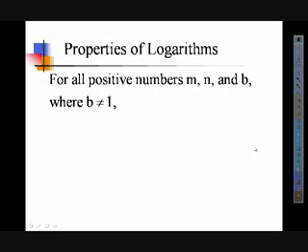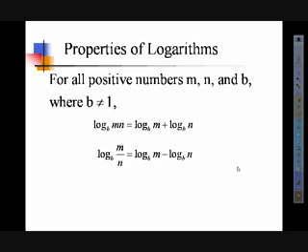For all positive numbers m, n, and b, where b does not equal 1, the log base b of m times n is the same thing as the log base b of m plus the log base b of n. So here you're seeing the multiplication become addition. And then the other property is the log base b of m divided by n is equal to the log base b of m minus the log base b of n. I'll give you a minute to get that copied down, and then we're going to do some examples.